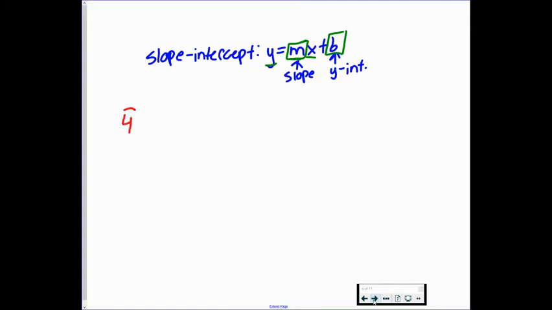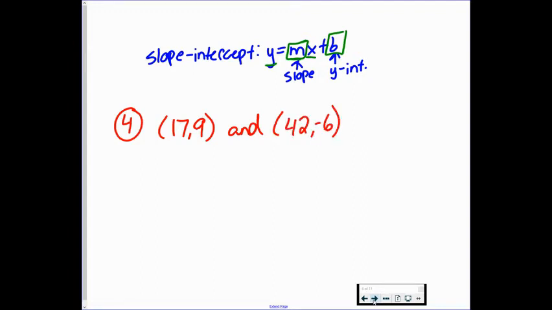On question 4, we're doing the same thing, finding the equation of the line in slope-intercept form, but this time we're given two ordered pairs, (17, 9) and (42, -6). To write an equation in slope-intercept form, you must know the slope and the y-intercept. On this equation, we don't know the slope or the y-intercept, but using our previous formula, we can go find the slope using the slope formula. So let's go find the slope.